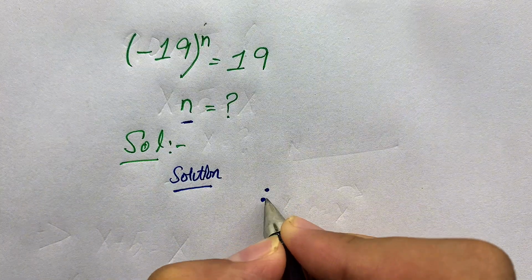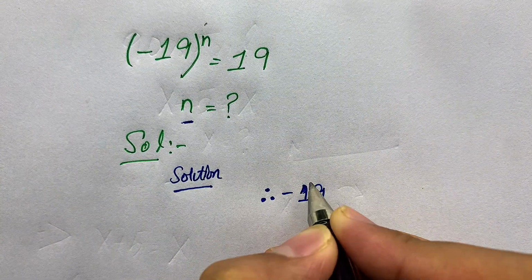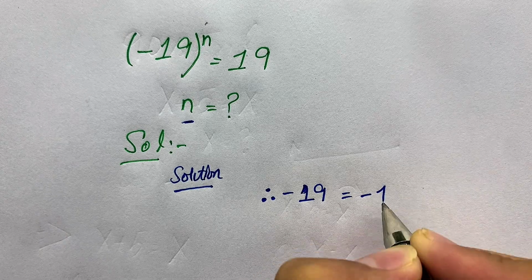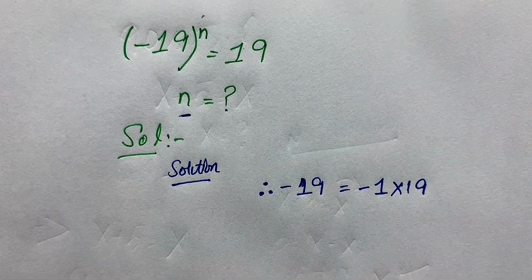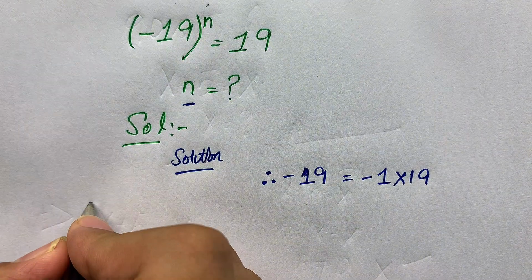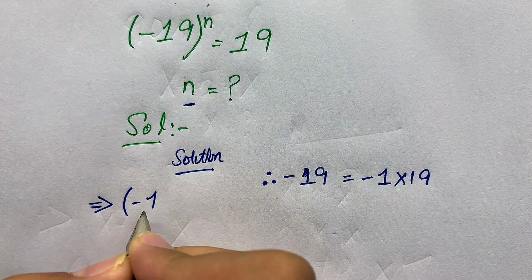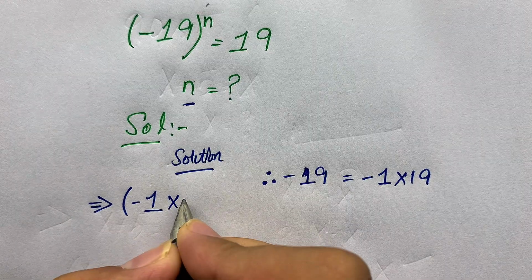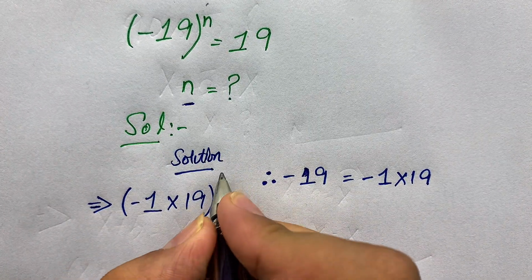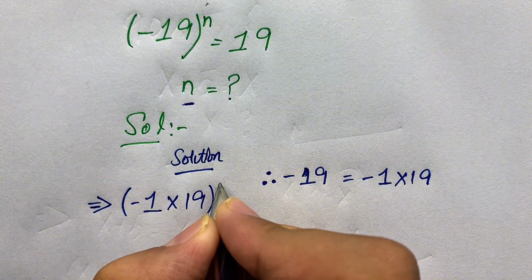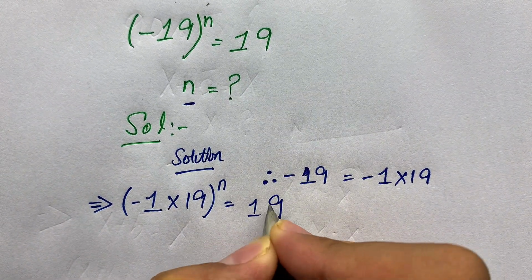As we know that -19 is equal to -1 multiplied by 19. So we write first (-1 multiplied by 19)^n, replacing this value, is equal to 19.